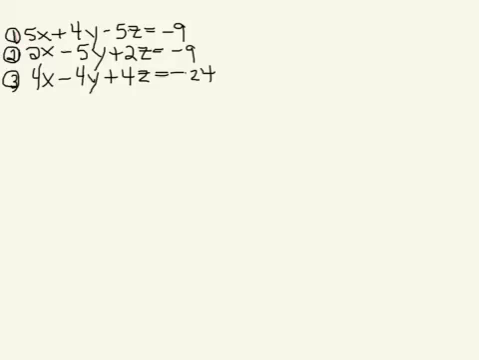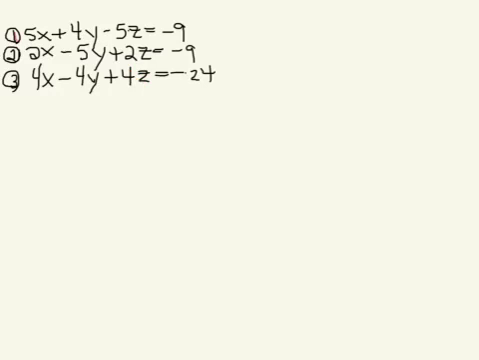Let's use the addition method to solve this system of equations. First thing you want to do is look at the coefficients in front of the x's. I have 5, 2, and 4. In front of the y's I have 4, -5, and -4. And in front of the z's I have -5, 2, and 4.